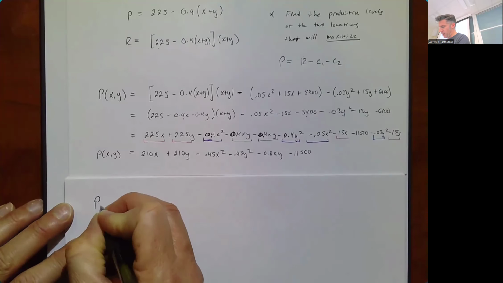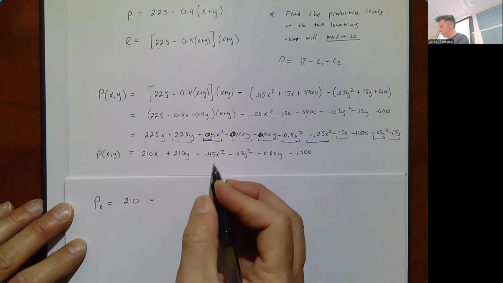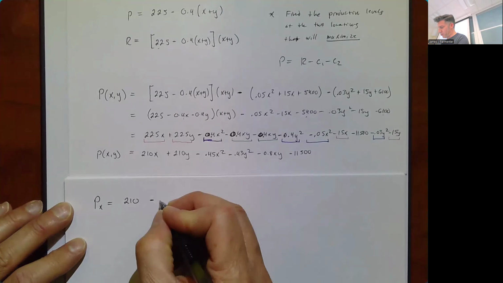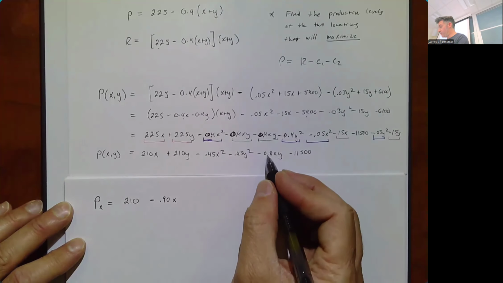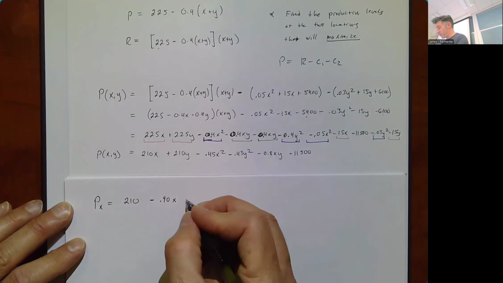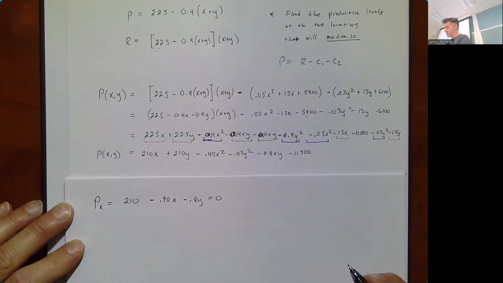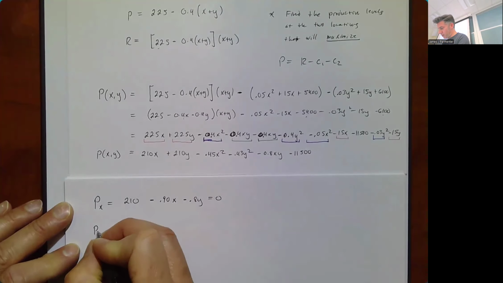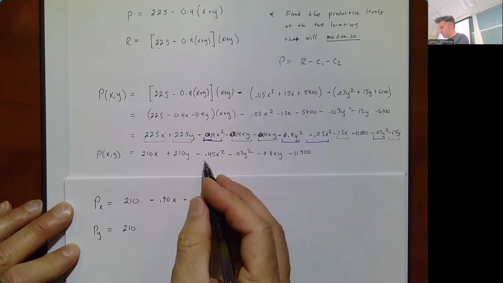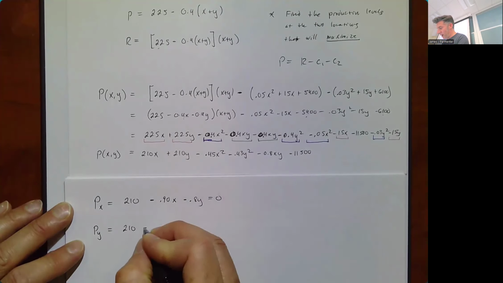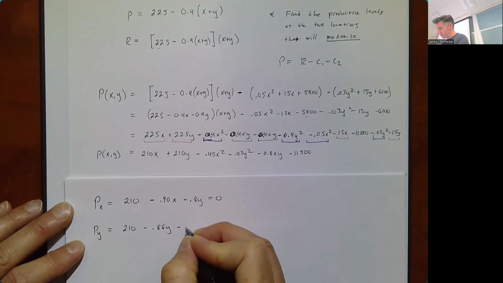So our partial with respect to x is going to be 210 minus 0.45 times 2 is 0.90 times x, and we also have a negative 0.8 times y. We're going to set that equal to 0. Similarly, our partial with respect to y is going to be 210 minus 0.86y, and then minus a 0.8x.